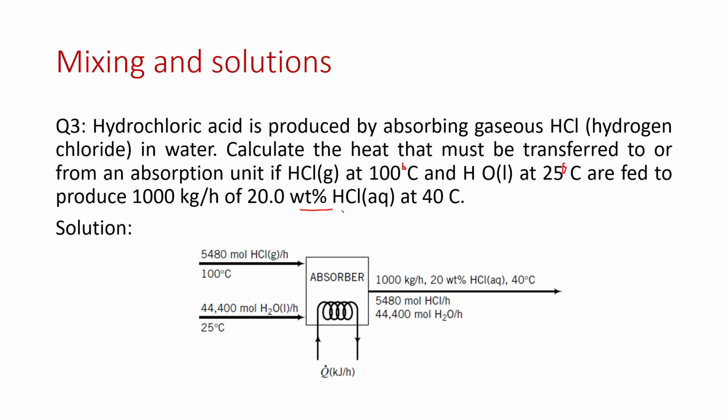So in the question what they have told us, to produce hydrochloric acid, we need gaseous HCl and water. So gaseous HCl is supplied at 100 degrees Celsius and water is supplied at 25 degrees Celsius, which is already given in the question. They have asked us to produce 1000 kg per hour of aqueous HCl with 20% weight percentage of it at 40 degrees Celsius. So first we have to find the molar flow rate of HCl and water that is entering the absorber.